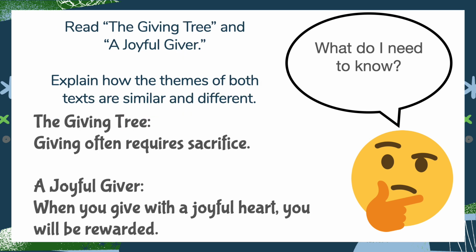On my scratch paper, I might write what I feel the themes are for both texts. In this case, it could look like this. The Giving Tree theme is, giving often requires sacrifice. For A Joyful Giver, the theme I came up with is, when you give with a joyful heart, you will be rewarded. Now that I know both themes, I can compare how they are similar and different.